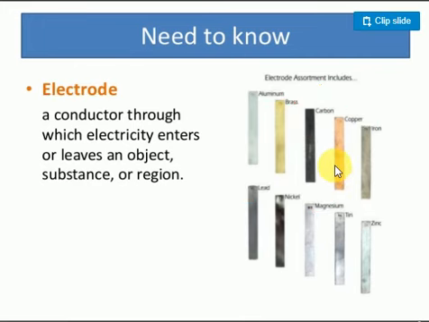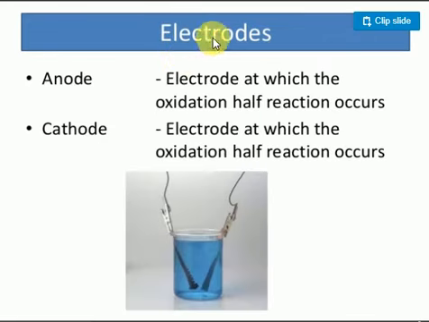So let's have some idea. Next one is electrodes. Look at the anode: the electrode at which the oxidation half reaction takes place. Suppose one chemical reaction is divided into two halves: one is oxidation, one is reduction. Oxidation takes place, nothing but oxidation occurs at the anode only.